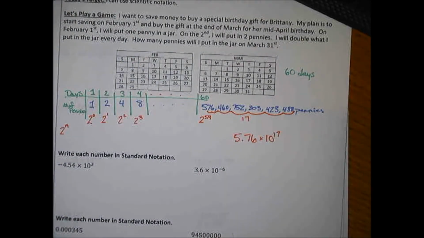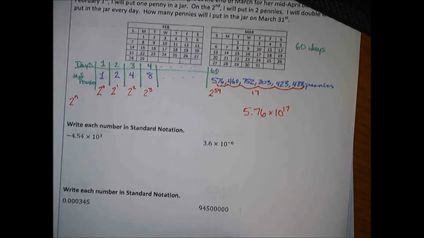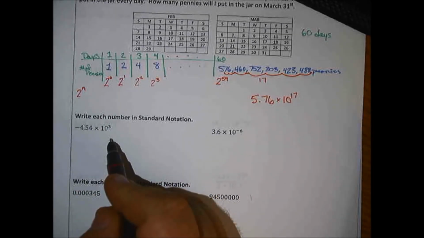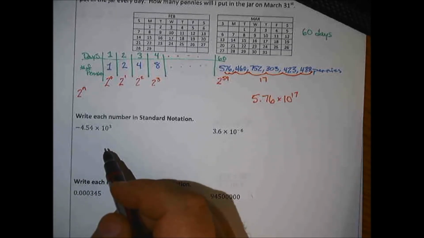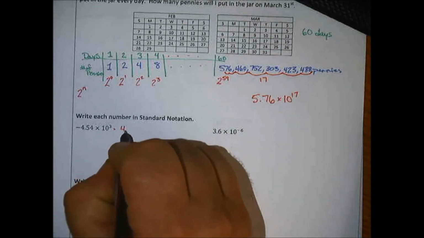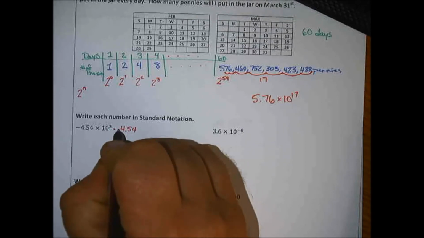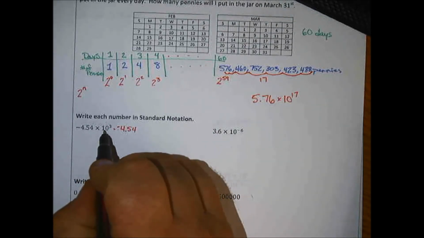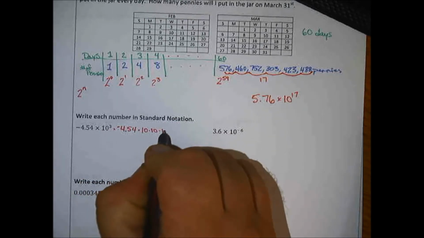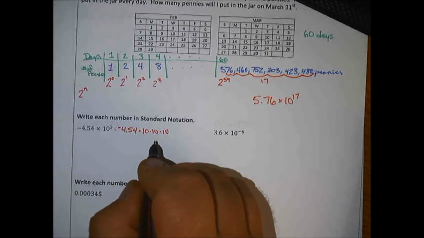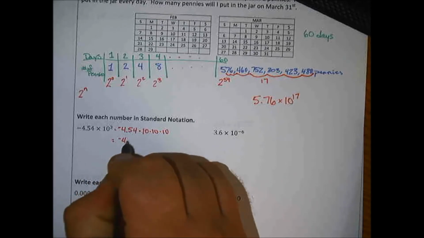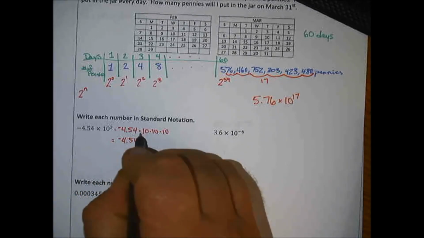So there are a couple ways to do this. Write each number in standard notation. I want to look at why this works. Okay, if I'm going to write this number, this is actually in scientific notation. If I want to write it in standard notation, really all this is 4.54. Yeah, it's a negative. And then it's multiplying by 10 to the third, which is times 10 times 10 times 10. So 3 tens there. Well, if I figure out what 10 times 10 times 10 is, it's like saying 4.54 times 1,000.